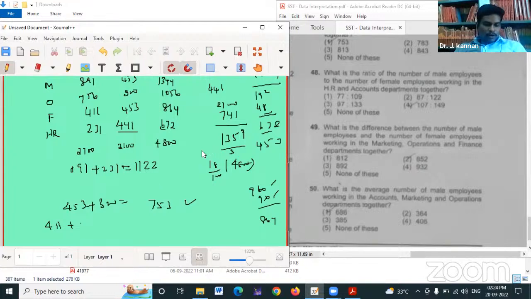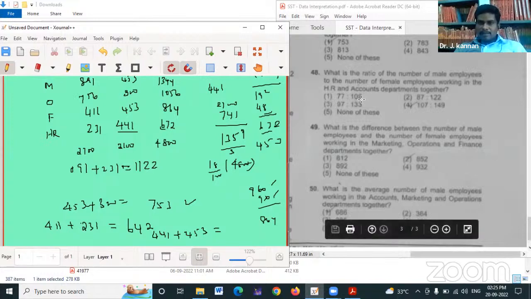Yes, the ratio of the number of male employees to the number of female employees working in the HR department and accounts department. So how to find out? The numbers for male employees are 411 and 231, adding to 642. And the female employees, 441 plus 453, because it is two departments, the HR department and the accounts department.